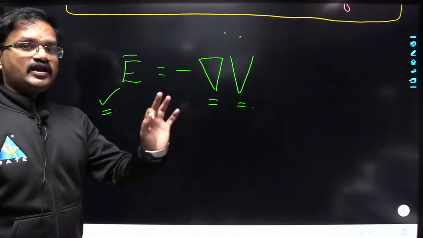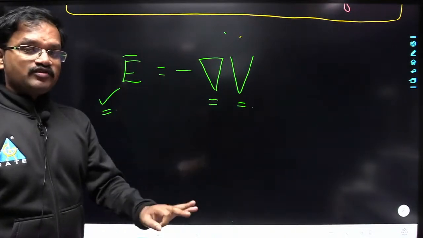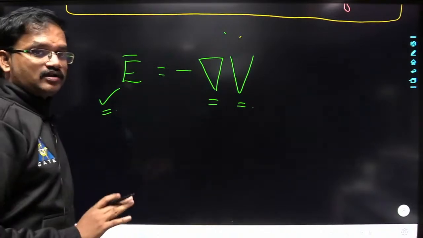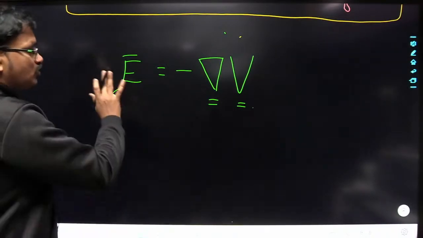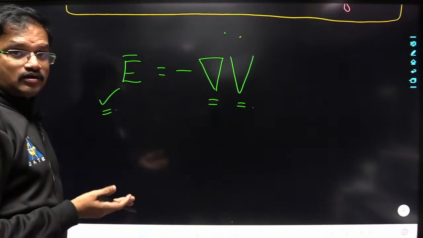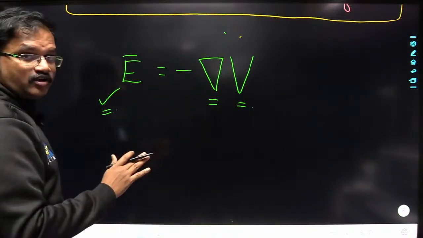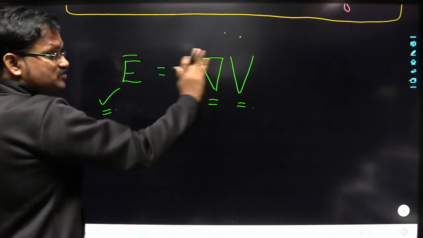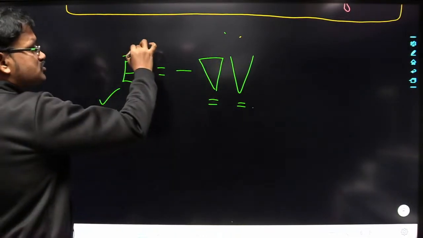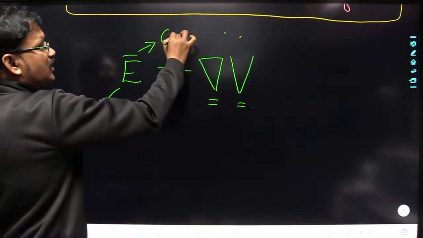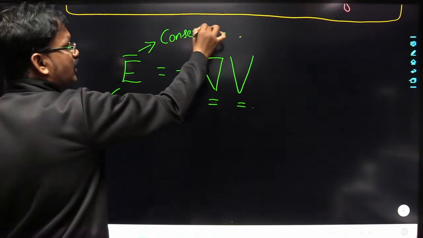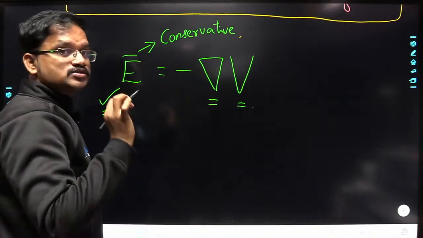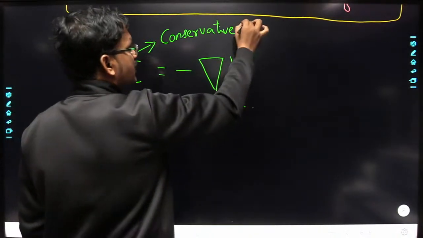So any conservative field can be represented as the gradient of some scalar field. Yes or no? From this relation we have proved that E equals minus gradient of V. That means you are writing the electrostatic field as the gradient of some scalar field. That means the electrostatic field is a conservative field. I am talking only about the electrostatic field. Understood? Electrostatic field.